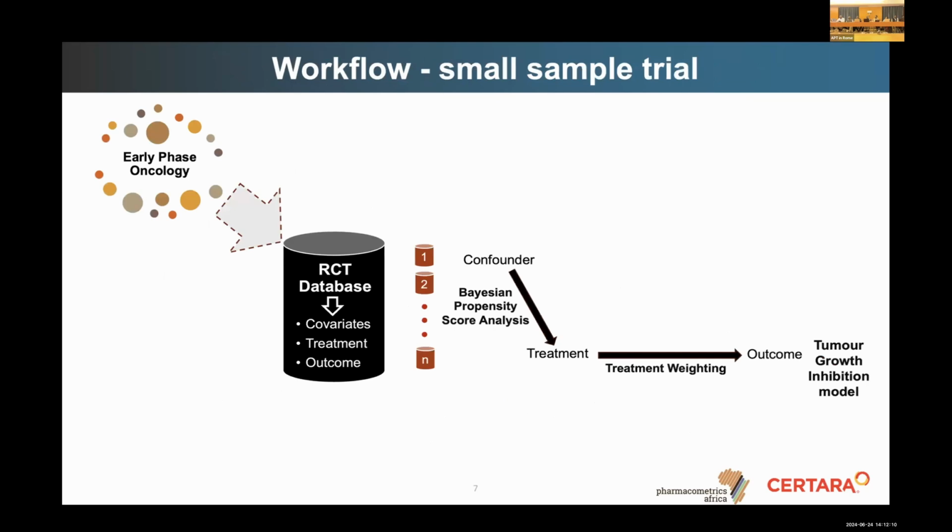So within this context, we seek, and what we've been doing is to use small sample trial data. But since our starting point is that we do not have this small sample trial data, what we've done is to start from a randomized control trial database, and from it, we sampled using the bootstrap approach, multiple samples. And these are the multiple samples that we then perform the analysis on. Basically, we evaluated the impact of Bayesian propensity score analysis based on these small samples generated.